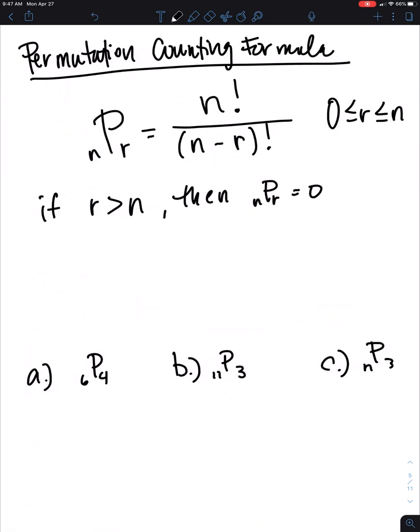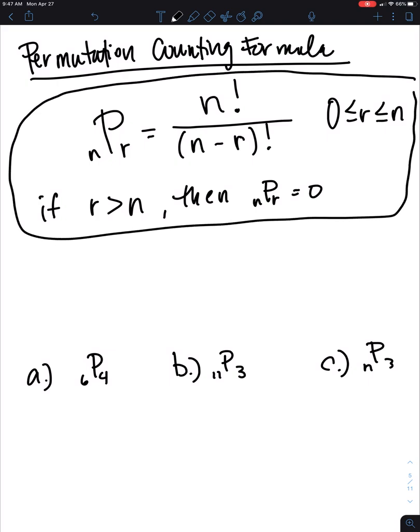Okay, all right, so let's get into the permutation counting formula, because you know they try to make things easier by putting it in a formula. I already wrote it down so I could save some time here. Okay, so this is important. This is the permutation counting formula. There'll be another one for a combination. And it's just a formula.